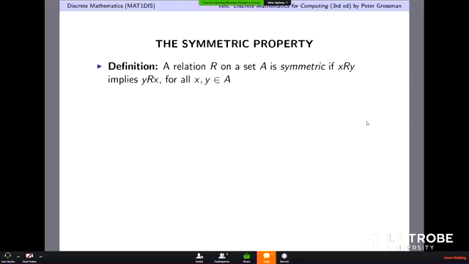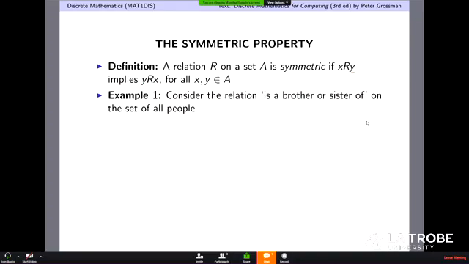Let's look at symmetric property. A relation R in a set A is symmetric if X is related to Y implies Y is related to X for all X, Y in A. If you have one way, it's also reversed as well. What that means is, take "brother or sister of" on a set of all people. So you have X. If X is a brother or sister of Y, that means Y is a brother or sister of X, right? Yeah, symmetric.